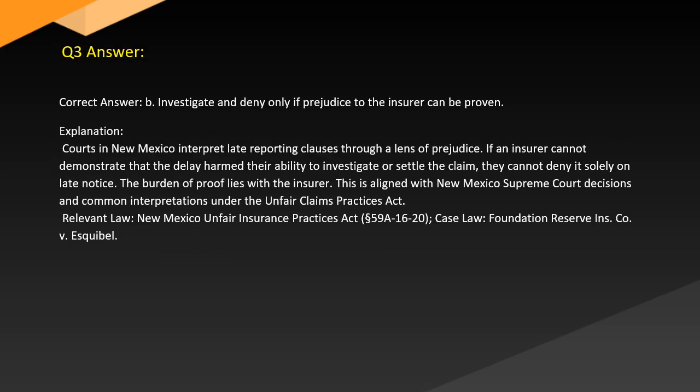Answer. Correct answer. B. Investigate and deny only if prejudice to the insurer can be proven. Explanation. Courts in New Mexico interpret late reporting clauses through a lens of prejudice. If an insurer cannot demonstrate that the delay harmed their ability to investigate or settle the claim, they cannot deny it solely on late notice. The burden of proof lies with the insurer. This is aligned with New Mexico Supreme Court decisions and interpretations under the Unfair Claims Practices Act. Relevant law: New Mexico Unfair Insurance Practices Act, SSA 59A-16. Case law: Foundation Reserve Insurance Company v. Esquibel.